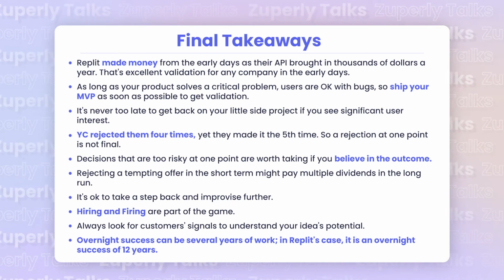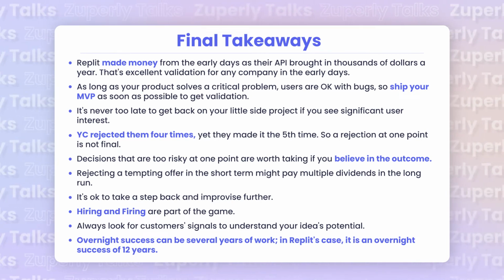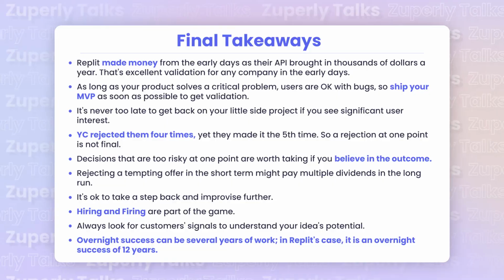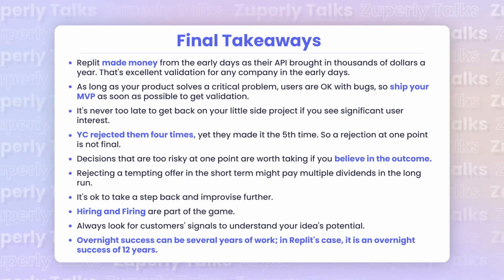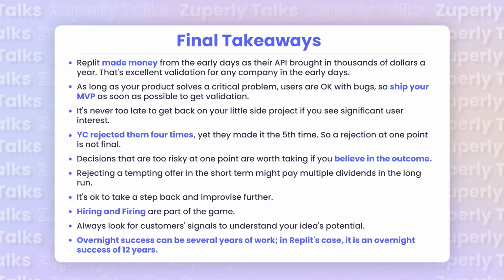And as I told, as long as your product solves a critical problem, users are completely okay with bugs. So please ship your MVP as soon as possible to get user validation. If you're not getting viral user growth, we have to quickly pivot and try to see what actually works and sticks. It's never too late to get back to your little side project if you see significant user interest. YC rejected them 4 times, yet they made it the 5th time.